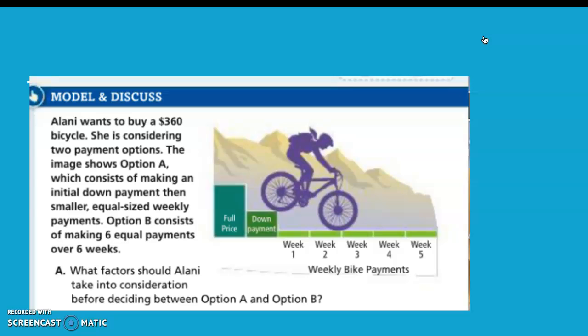All right, so I know you've read the problem. We want to answer question A. What factors do you think Alani should take into consideration before deciding if she's going to go with option A or option B? So write those down, turn off or pause your recording, and take a minute to write everything you can think of she should consider. And what would you consider if you had this option? What would you need to consider?